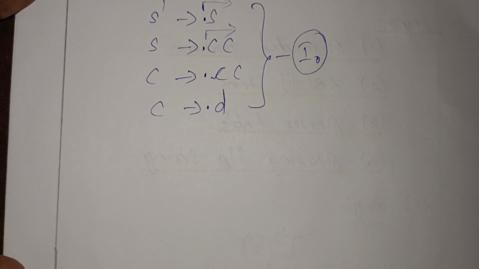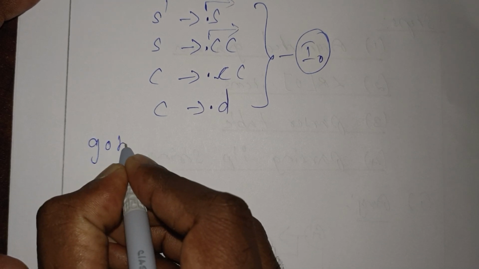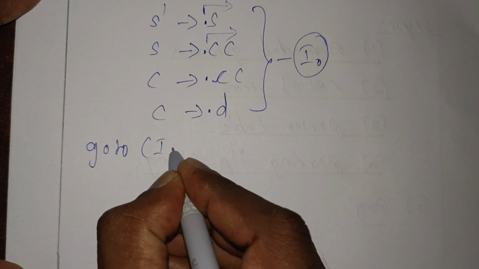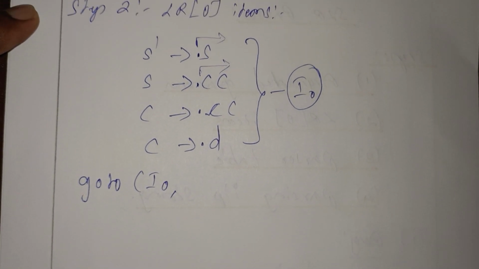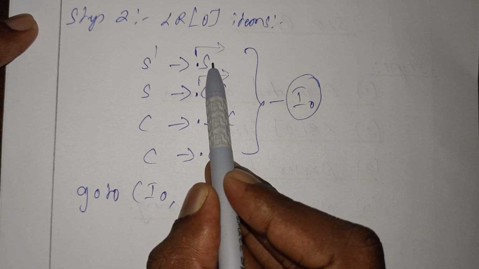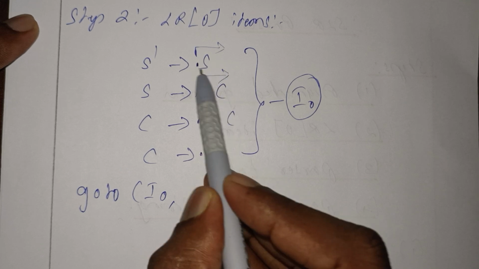Step number 2 is a very easy technique, right? So I'm going to use this goto. In this iteration we need to mention what the iteration number is. That is iteration number 0. So I'm going to start with the first production here, and whichever value is on the right side of the dot, we need to mention.